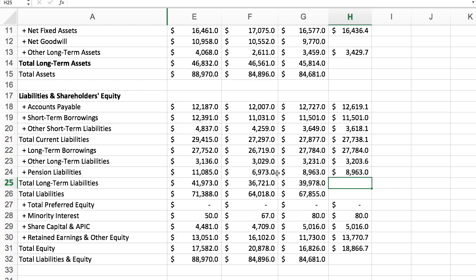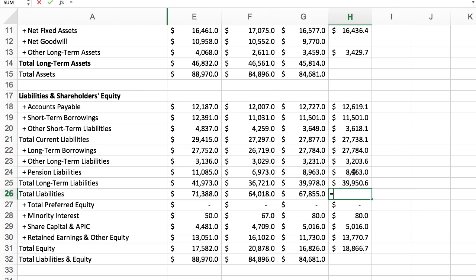The assumption with pensions, under U.S. accounting law, is that companies are not allowed to have unfunded pensions going forward. Therefore, we're going to assume all new pension obligations are NPV 0. So the only pensions we're going to worry about are the existing unfunded pension liabilities, so equals the previous year, 8963. Total long-term liabilities are the sum of the three items above: long-term borrowings, long-term liabilities, pension liabilities.